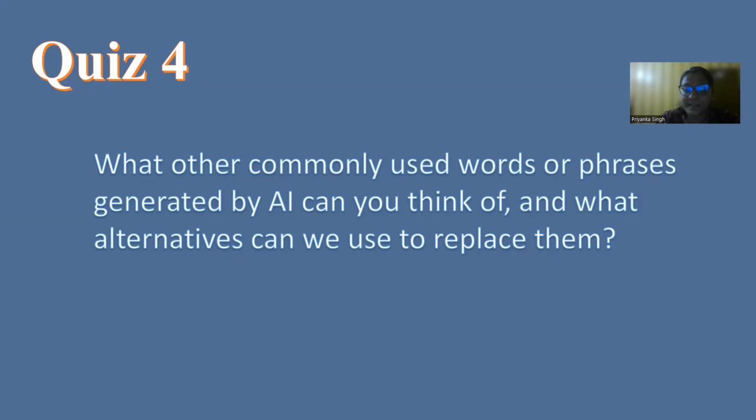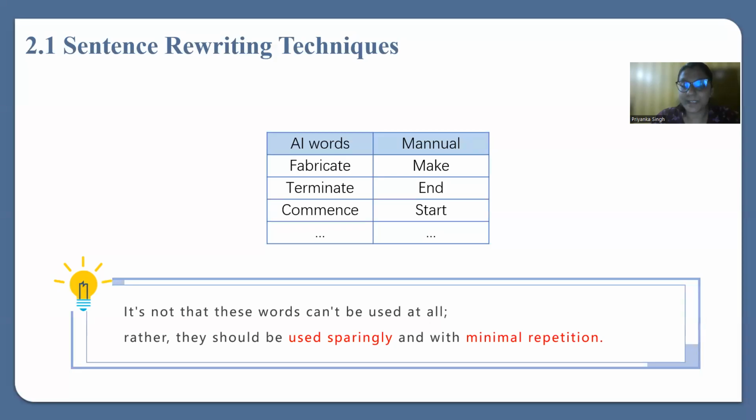Well, I can see most of you are on the right track. Well done, guys. I am glad. Okay, so let me show you some examples. Instead of fabricate, you can use make. Instead of terminate, you can use end. And instead of commence, you can use start.